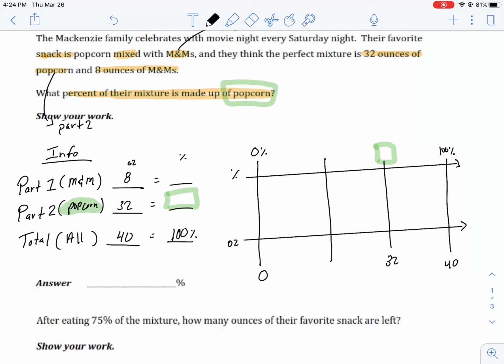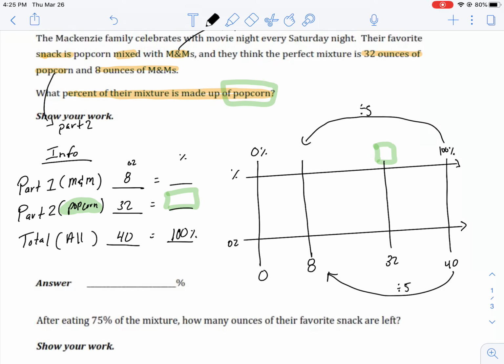40, oh no, it's going to be even a little further. 40 divided by 5 gives us 8. And 100 divided by 5 gives us 20%. And this allows us to 8 times 4 will give us 32. And what we do to the bottom, we must do to the top, times 4. And this gives us 80%.